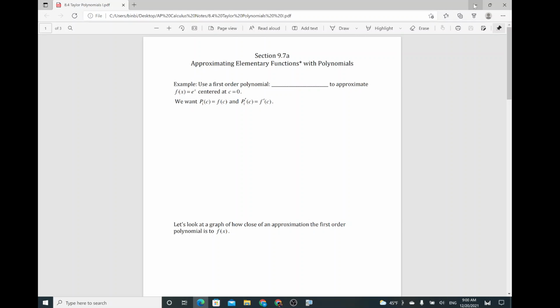Mr. Chen again. So today I would like to talk about approximating elementary functions with polynomials. This comes from the Rogawski textbook section 8.4, or the one by Larson, section 9.7. So using the first order polynomial, p of x, to approximate the function f of x equals e to the power of x, centered at x equals c equals 0.